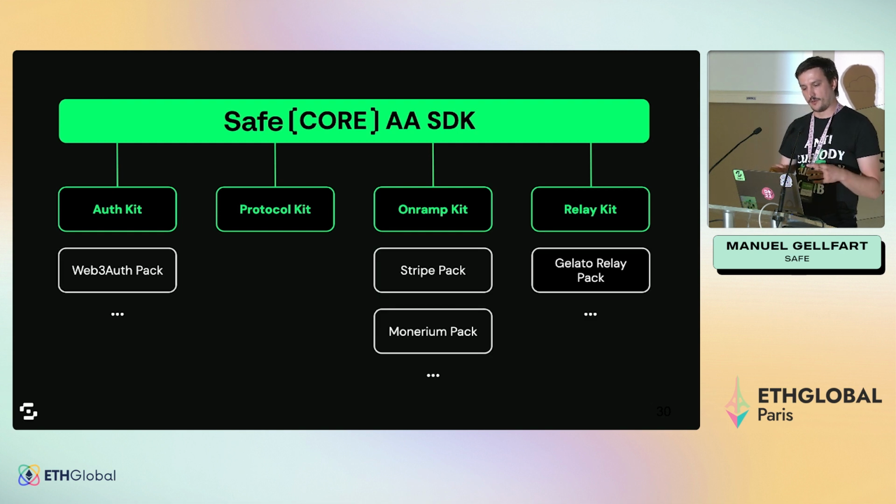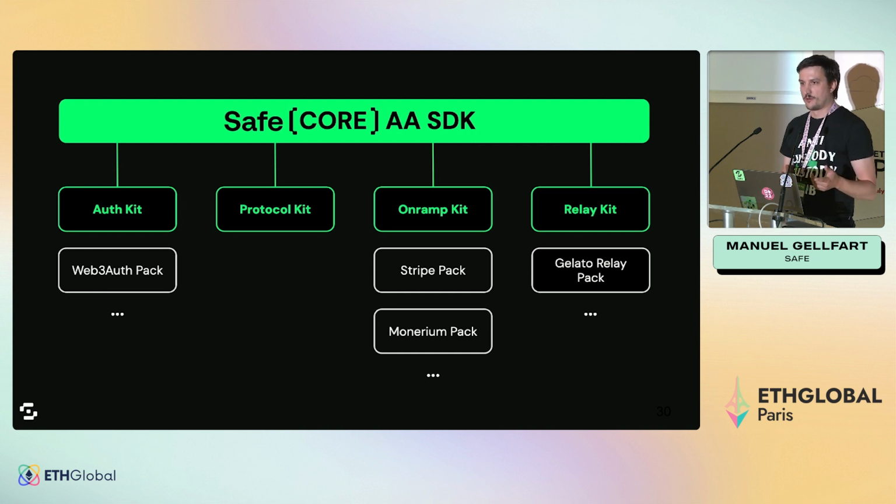Here are some examples of the current existing packs. We plan to extend these packs with new providers as we go. For the Auth Kit, currently we have the Web3Auth pack. It uses Web3Auth.io to create a signer using MPC from your social account, like I mentioned. The Stripe pack only works in the States currently, because Stripe is only available in the States for on-ramping, but there it works. And the Monerium pack is quite new.